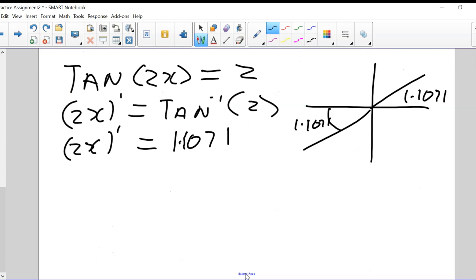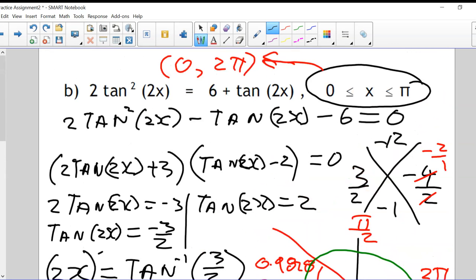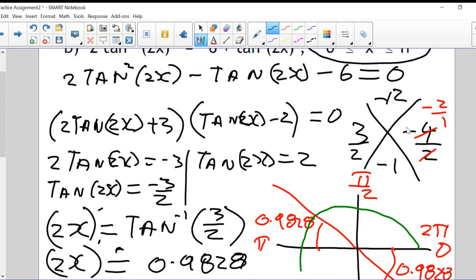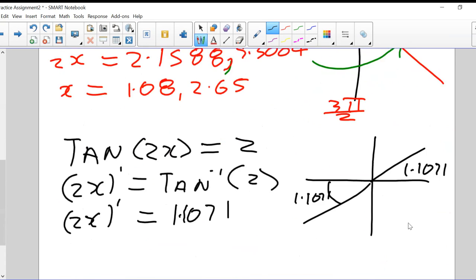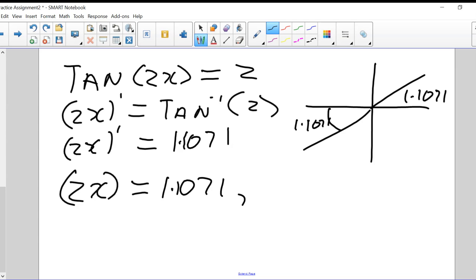So there are two answers that are going to come from this. Again, we're going to do a full rotation. Why? Because originally the question says 0 to pi, but we have to go 0 to 2 pi. So what are the actual angles that we need? We need 1 in quadrant 1. I think everybody agrees with that. 1 in quadrant 1 is just going to be 1.1071.